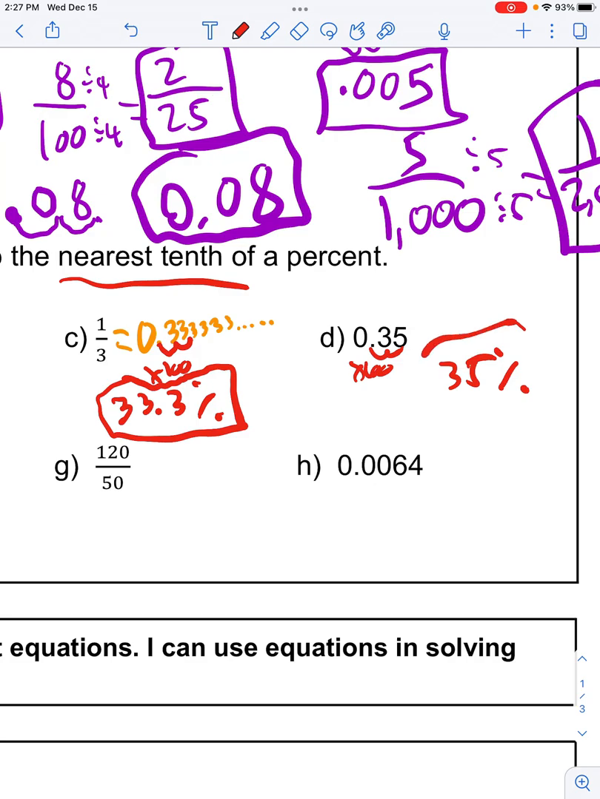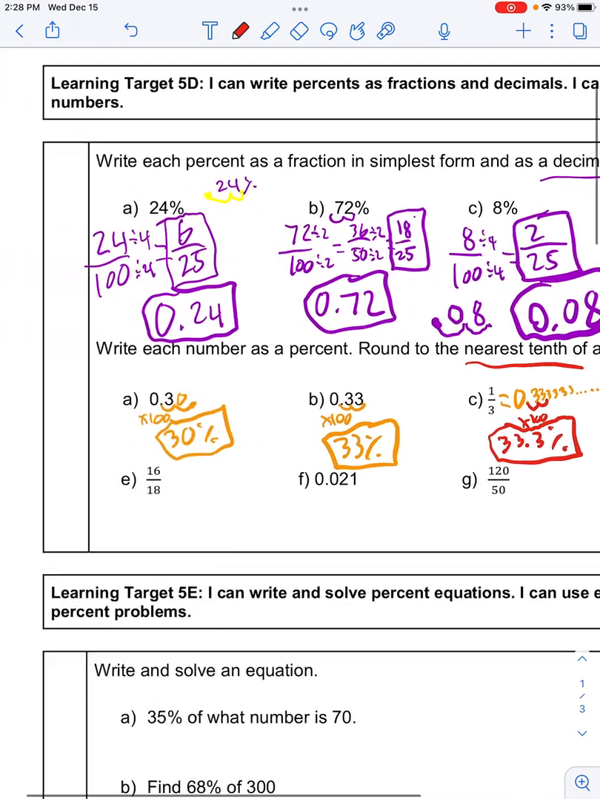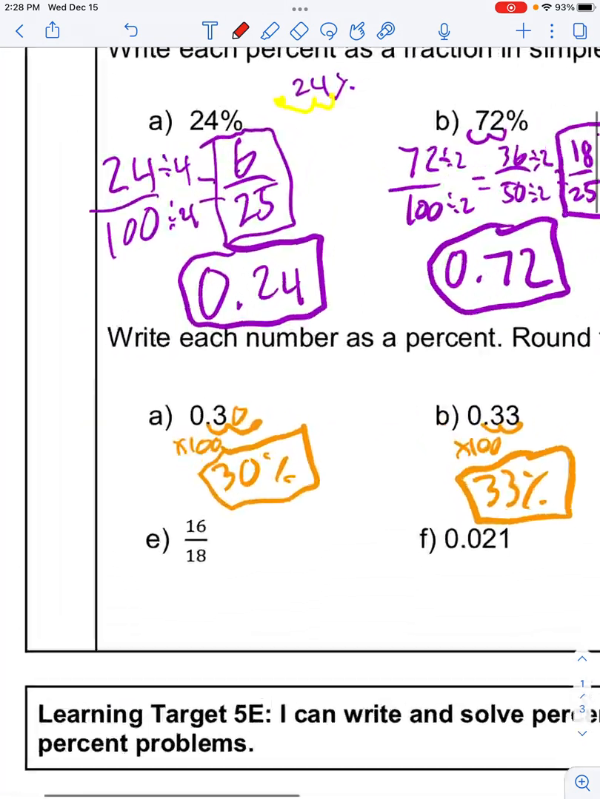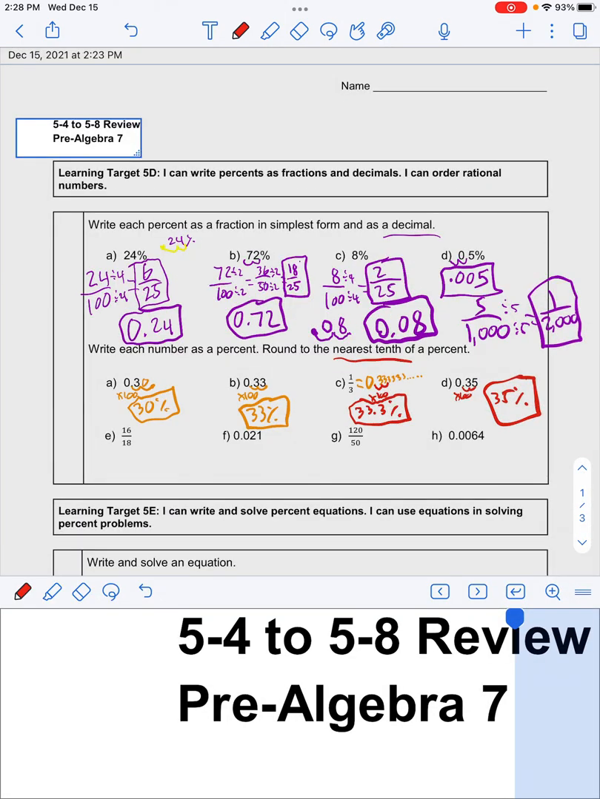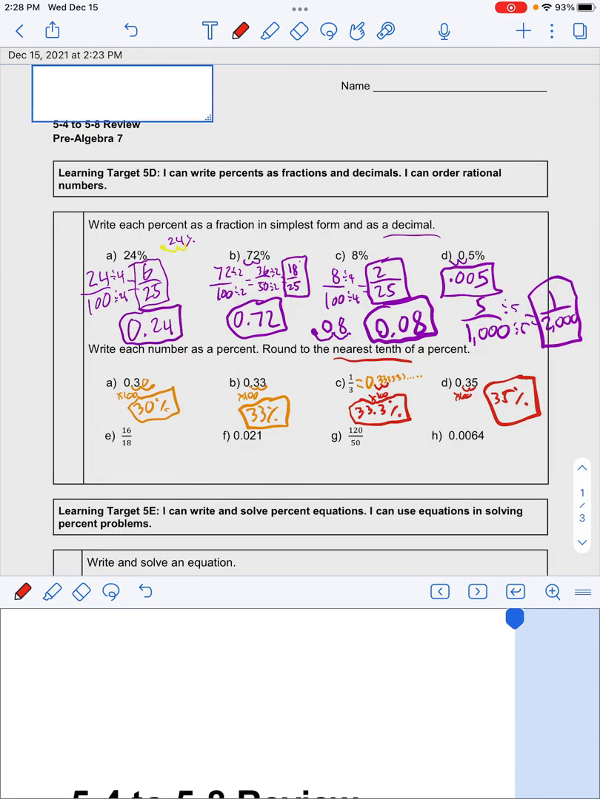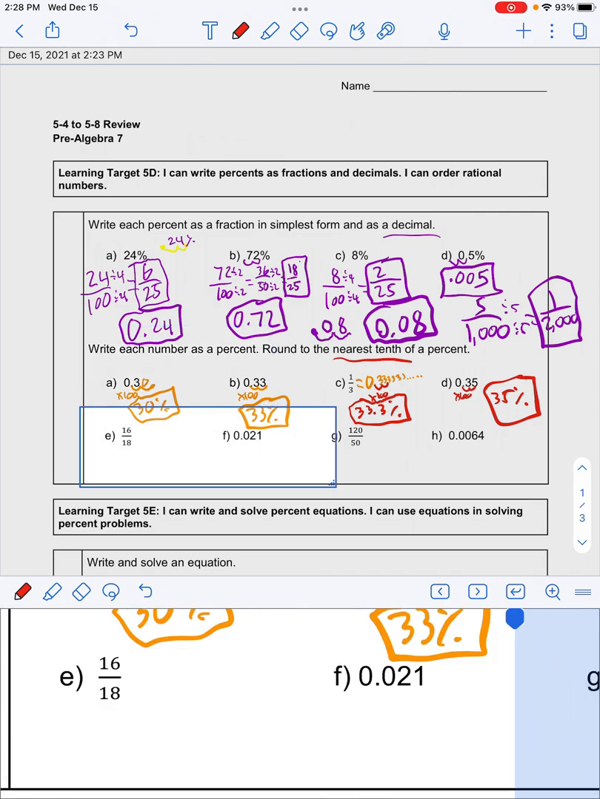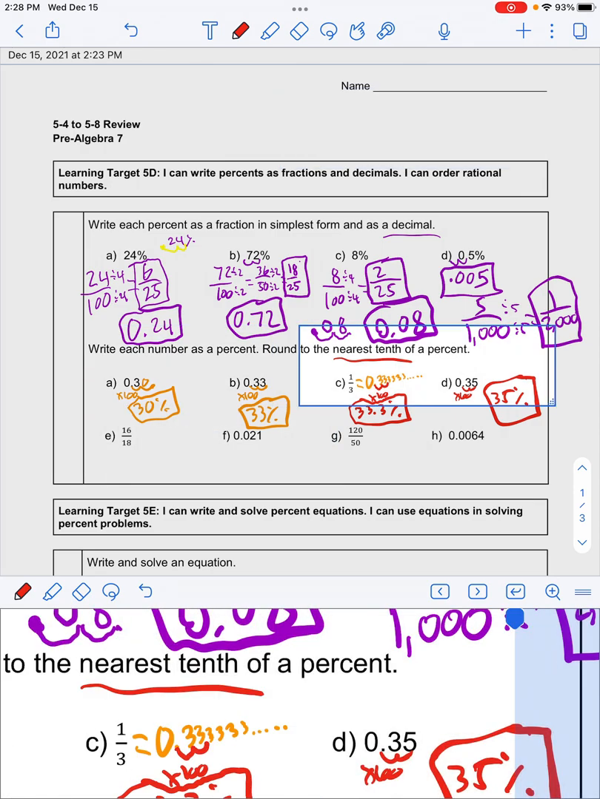Multiply by 100, I get 35%. 16 over 18: again, I want to get this as a decimal. So 16 over 18 as a decimal is 0.888888888. It's repeating.